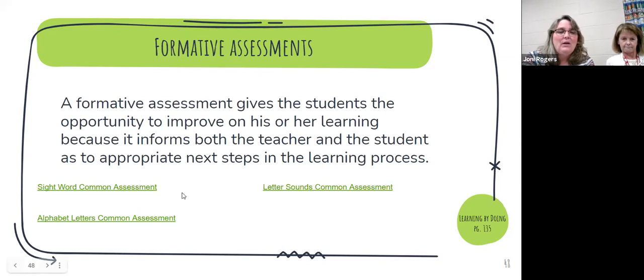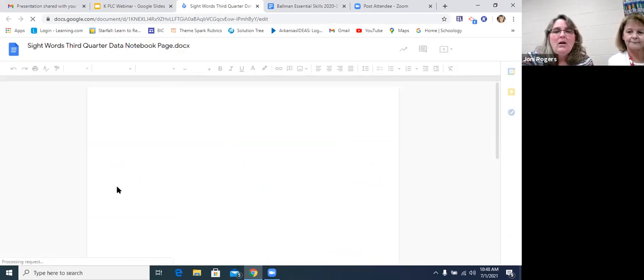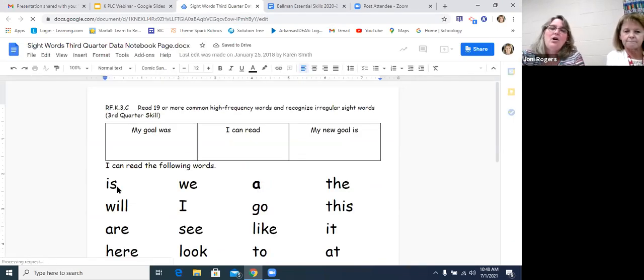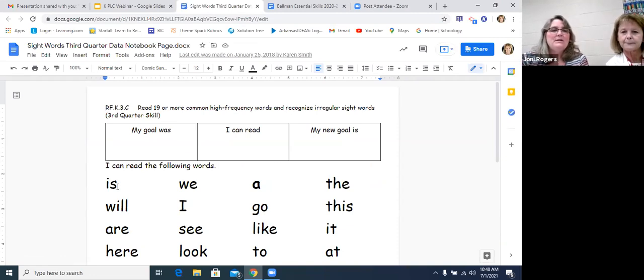So I'm going to show you, at Bowman we use data notebooks. And our kiddos will track their progress. This happens to be one of our sight words sheets. This is for third quarter that we pulled. The child will have set their goal. How many sight words did they want to meet? For this one, it looked like they needed to know 19 for the third quarter. So if it's a struggling student, they might have just said, I want to know 6, or I want to know 25 words. So they will have set their goal right here.